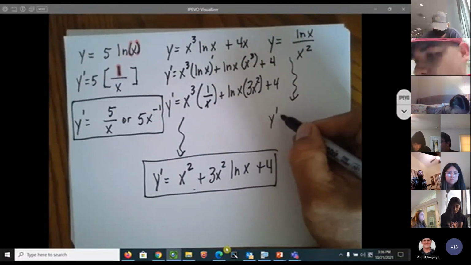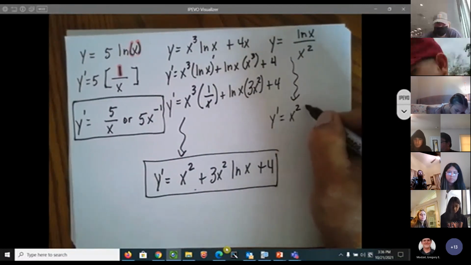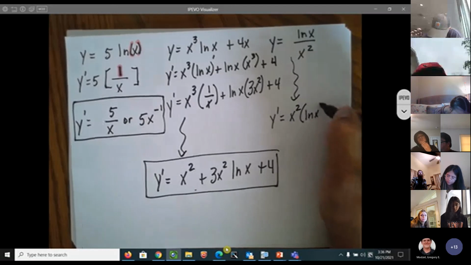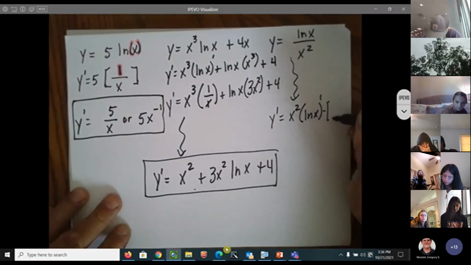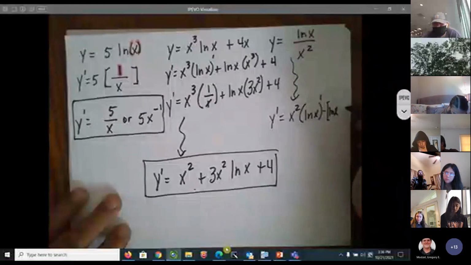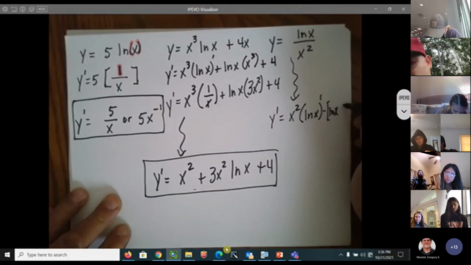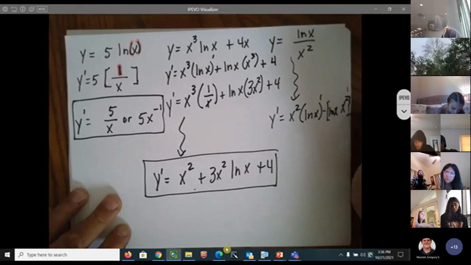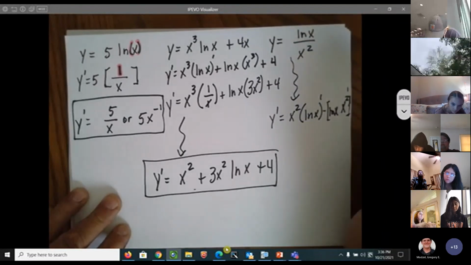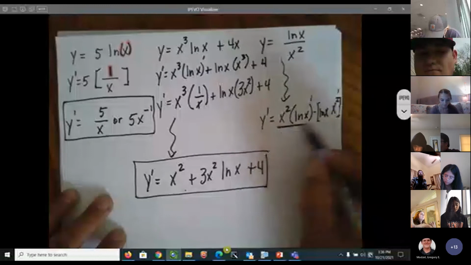Y prime is equal to denominator times numerator prime, minus the numerator times denominator prime, over denominator squared.